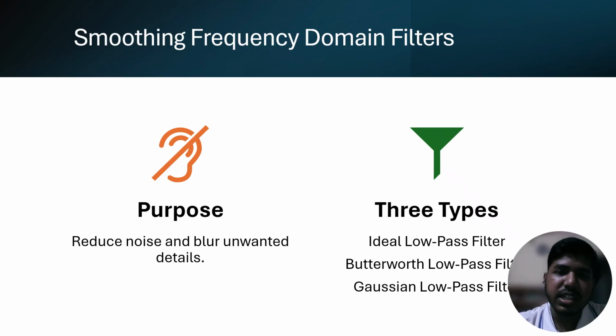Now we will discuss smoothing filters. Smoothing filters reduce noise and make images appear smoother. The three common smoothing filters are ideal low-pass filter, Butterworth low-pass filter, and Gaussian low-pass filter.